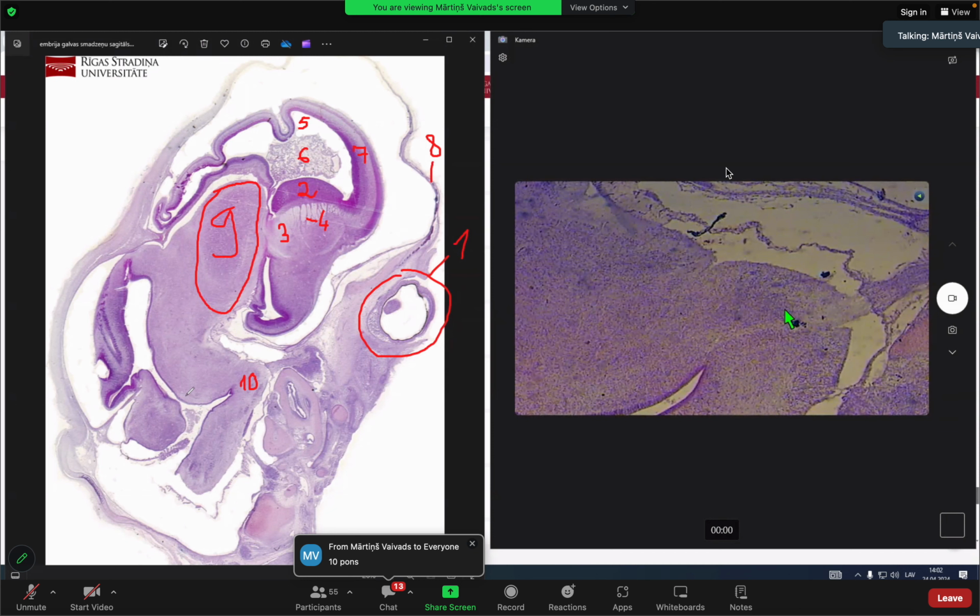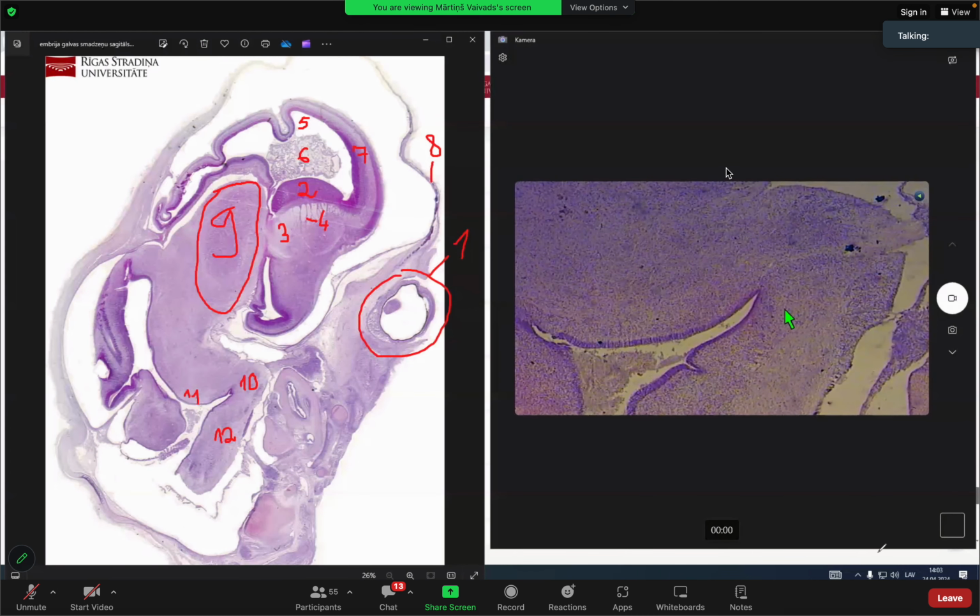And there are multiple locations you need to label, 11 and 12. Pons was here, 11 is this area. We call this lamina quadrigemina. So lamina quadrigemina is here. It's the midbrain technically, but we use a special name, lamina quadrigemina here.